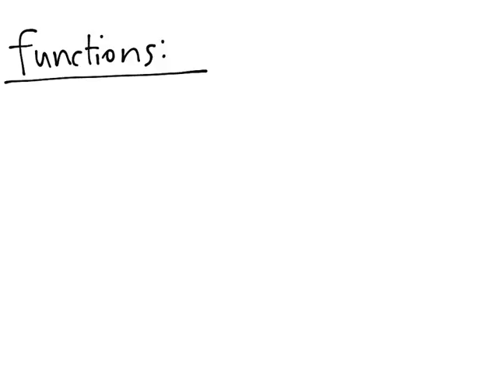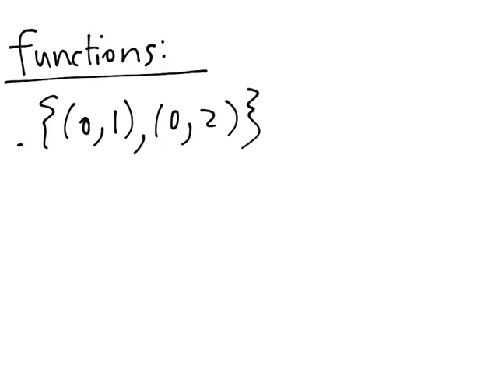Now let's look at a particularly important kind of relation called a function. A function is a relation that satisfies the following property. No point in the domain can correspond to more than one point in the range. For example, if we have (0, 1) and (0, 2), this is not a function. That's because 0, which is in the domain, corresponds to both 1 and 2, which are in the range.